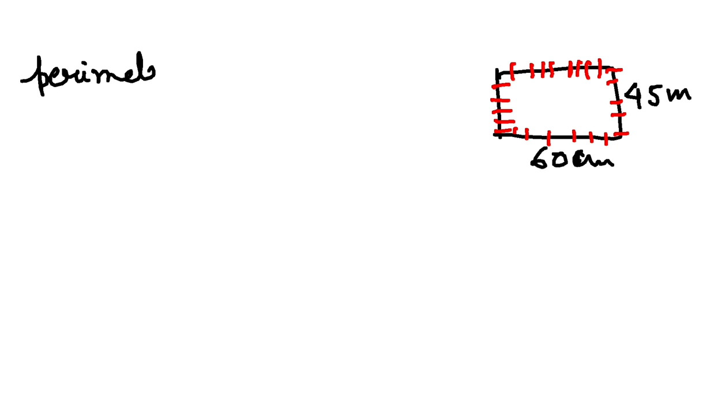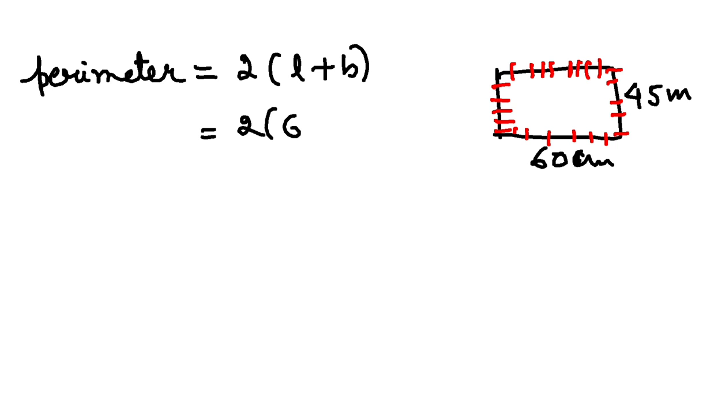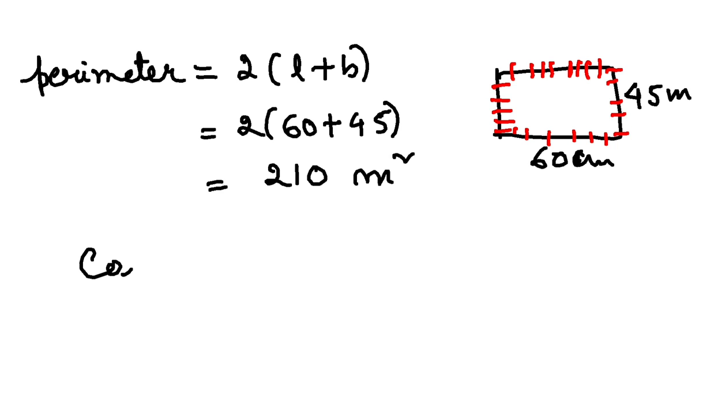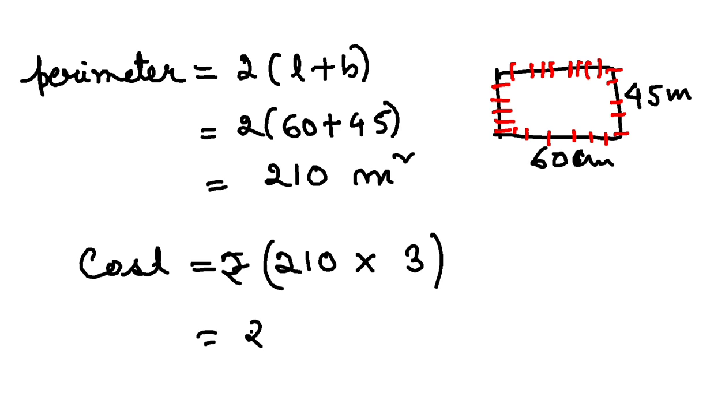So perimeter of a rectangle is 2 into L plus B. So my perimeter is 2 into 60 plus 45. 60 plus 45 is 105, into 2, 210 meters. So now my cost of fencing is 210 into 3 rupees per meter. I have to write rupees over here, and finally this will be rupees 630. Okay, this is how I'm going to solve question number 8.